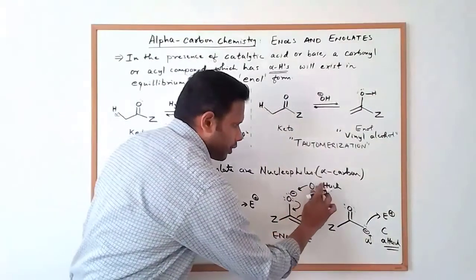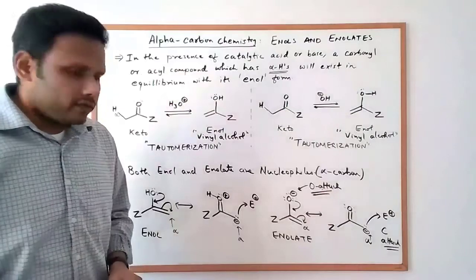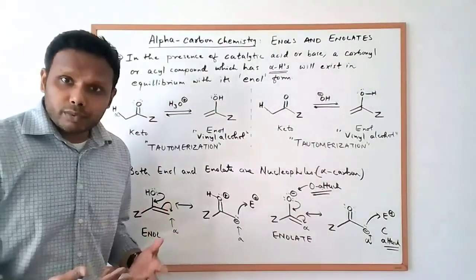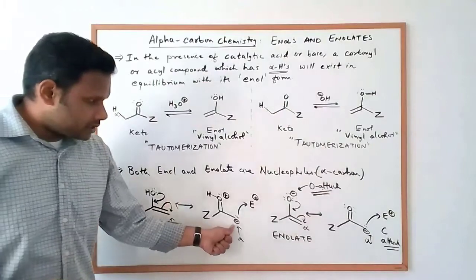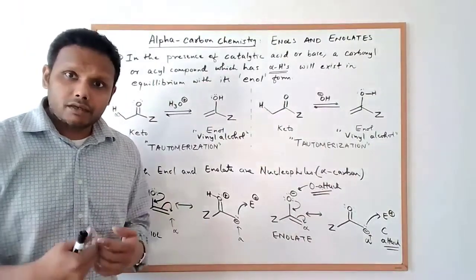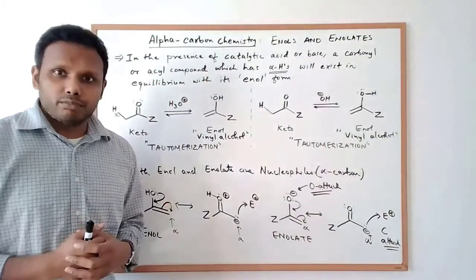So both are possible. Both these attacks are possible in case of the enolate. The enol, for the most part, again, also does a C attack. That's the most predominant form of attack, and it results in the formation of strong carbon-carbon bonds.